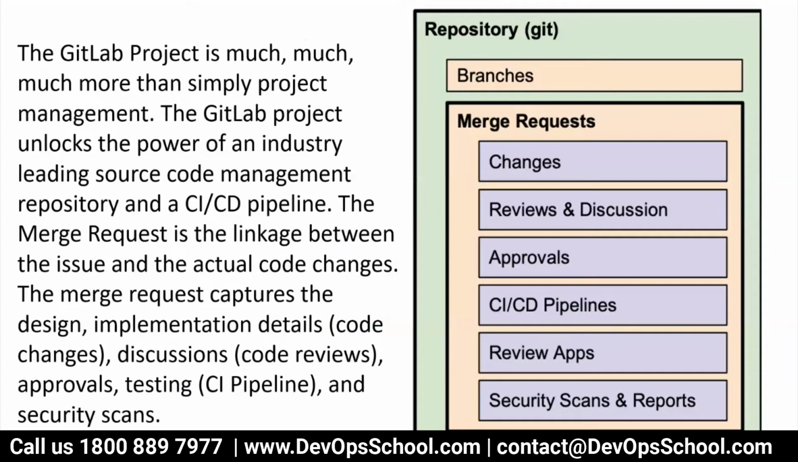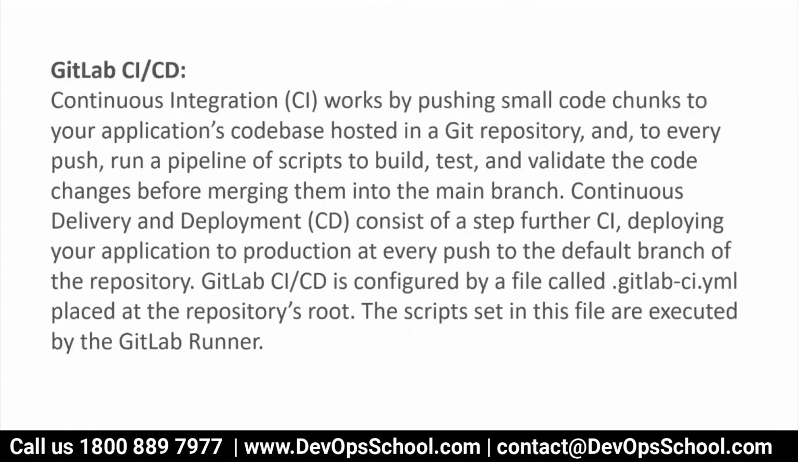The merge request is the link between the issues and actual code changes. The merge request captures the design, implementation details, code changes, discussions, code reviews, approvals, testing, CI pipeline, and security scans. Here you see that under the merge request you have changes, reviews and discussion, approval, CI/CD pipeline, review apps, and security scans, which are part of SAST and DAST security. Each repository also has branches, and a few more options.